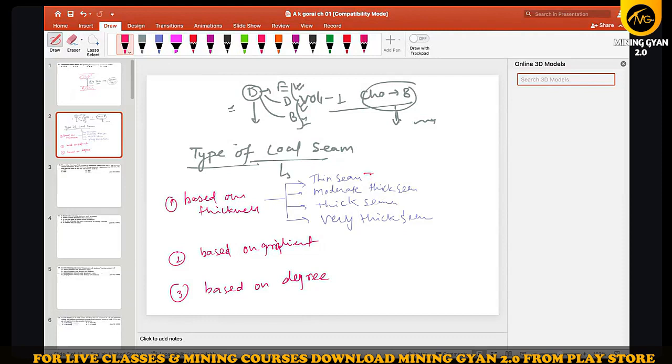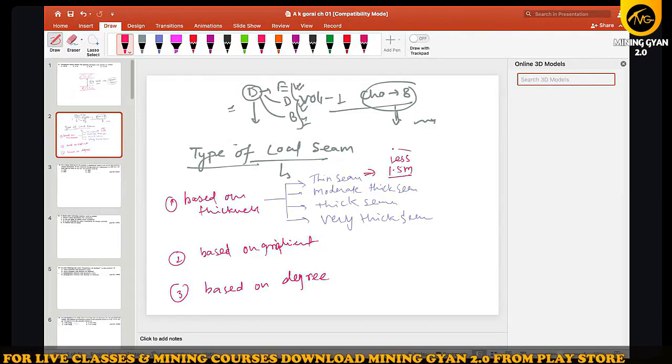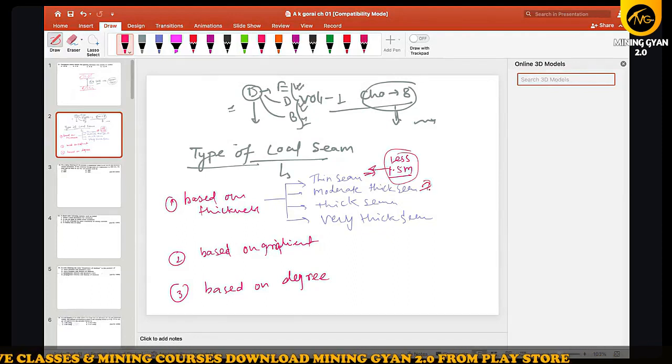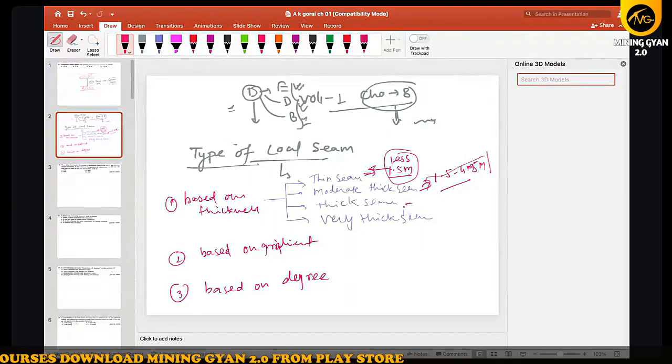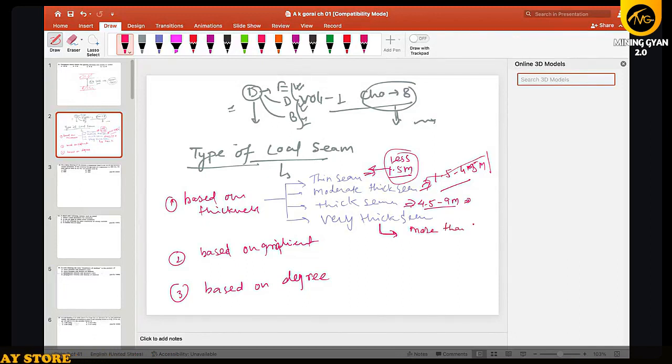अगर तुम्हारा थिक सीम 1.5 मीटर से लेस है, तो वी कॉल इट थिन सीम. अगर 1.5 से 4.5 मीटर का है, तो वी कॉल इट मॉडरेट थिक सीम. और अगर वो 4.5 से 9 मीटर का है तो वी विल कॉल इट थिक सीम. और वेरी थिक सीम कंसिडर एज ए मोर देन 9 मीटर. ठीक है. एंड सेकेंड इज द बेस्ड ऑन द ग्रेडियंट.